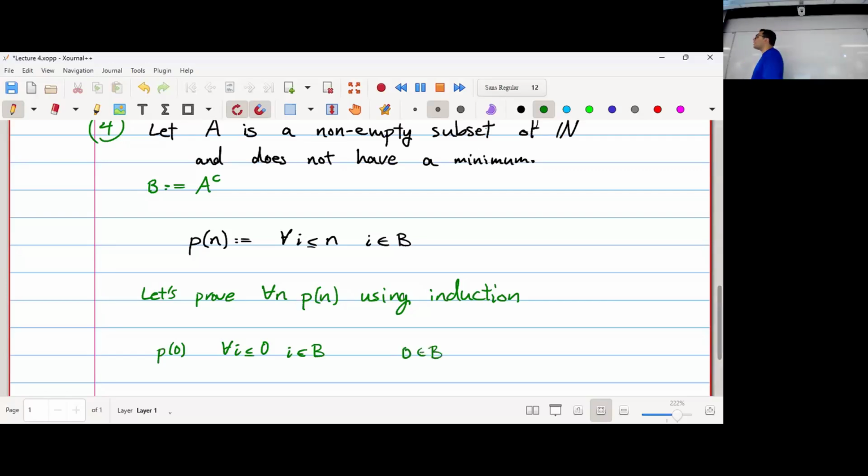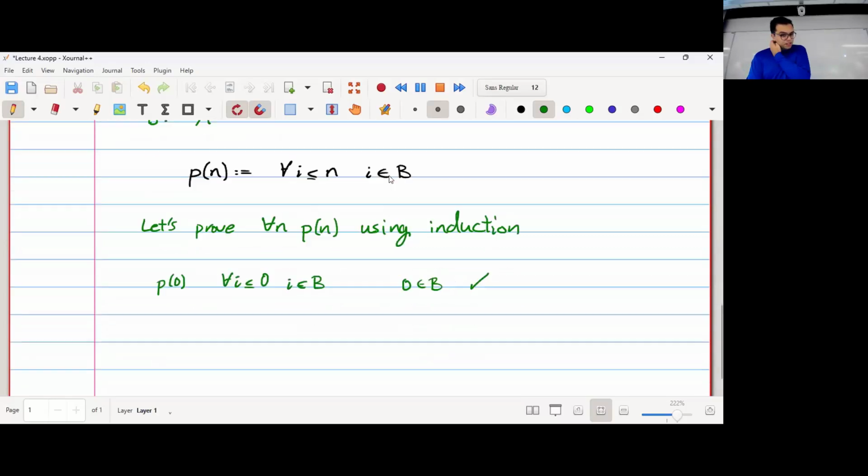Now, why do I know that 0 is in B? So if 0 is not in B, then 0 should be in A. But if 0 is in A, then 0 is the minimum element of A, but I was assuming that A doesn't have a minimum element. So 0 must be in B. So this case is done. This is the base case.